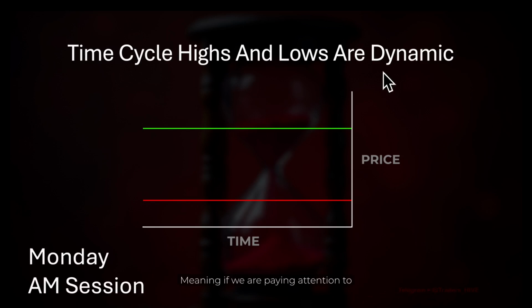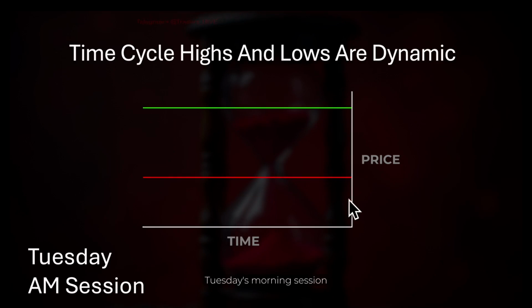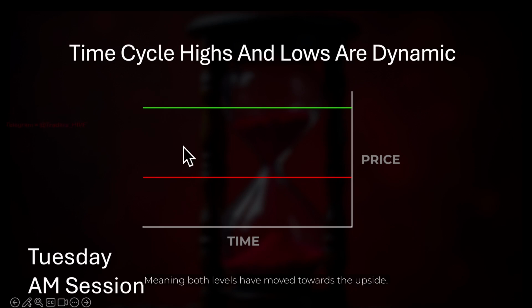Meaning, if we are paying attention to the following chart example, this could be Monday's morning session, where the high of the morning session formed right here at this price level, and the low of the morning session formed right here at this price level. Notice that I've not written out what these levels are, because you can just put in any number, it doesn't matter. What I'm about to share with you is why these highs and lows are dynamic. When we pay attention to the next day, Tuesday's morning session, you can see that the high and low of that morning session have changed, meaning both levels have moved towards the upside.